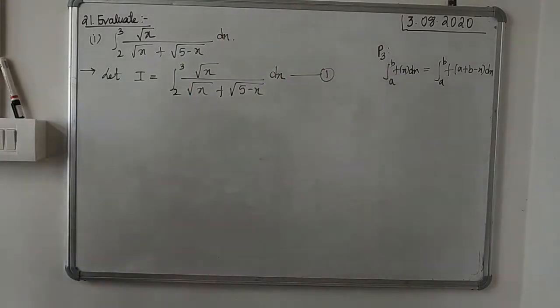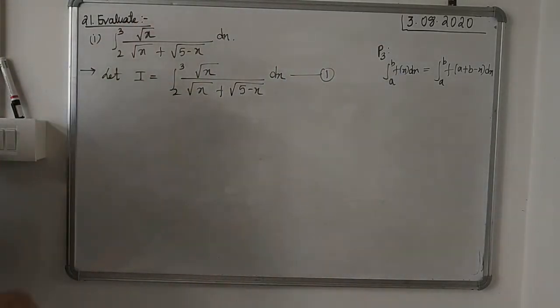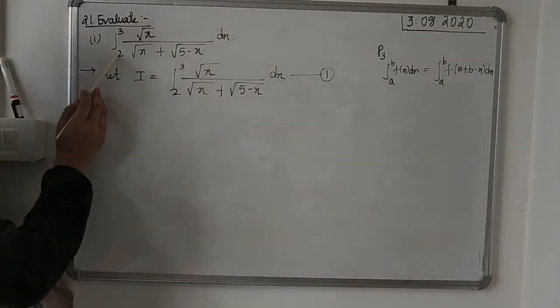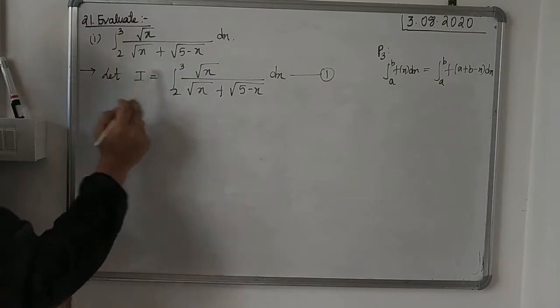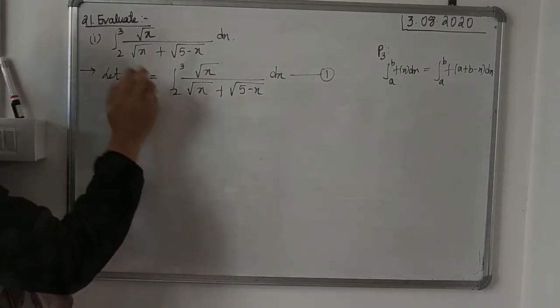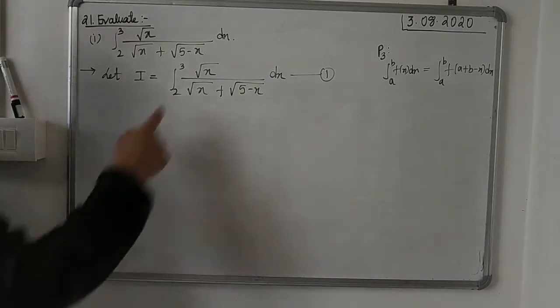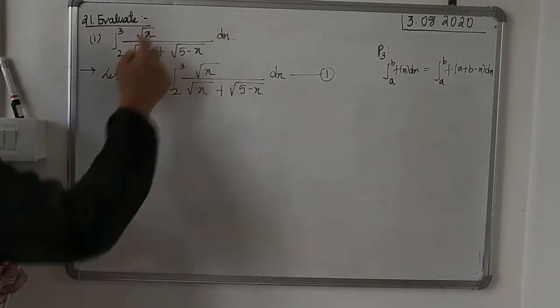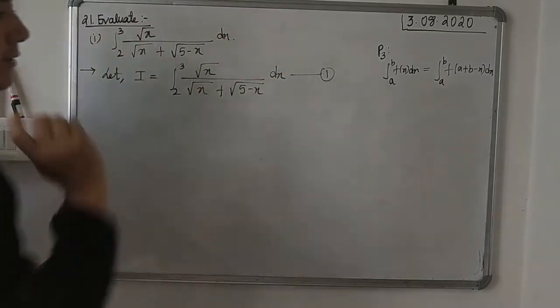Now focus here. This is the given question to us. You can see the lower limit is not 0, the limits are 2 to 3, and this is the function given to us. What is 2 plus 3? 5, and you can see 5 also here, so it is going to be easy for us. The first step is very much the same. Assume this given integral as capital I, and keep it as equation number 1.